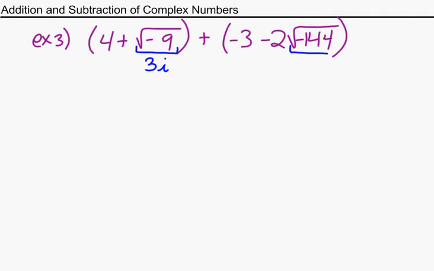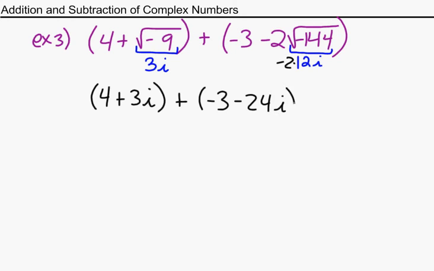Here I have to realize that the negative 144 is going to give me a 12i when I take its square root. So if I rewrite my problem with these quantities, I get 4 plus 3i plus negative 3, and then I have negative 2 times 12i, which is minus 24i.